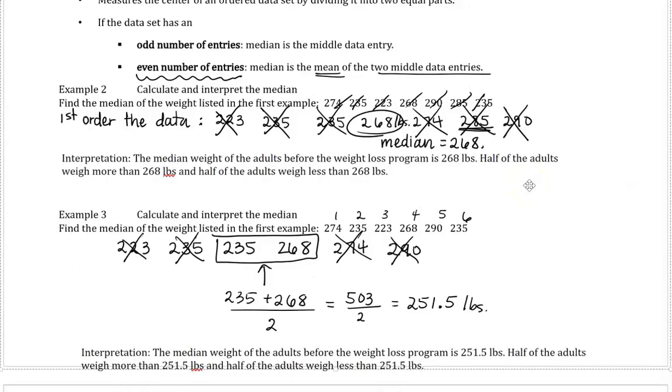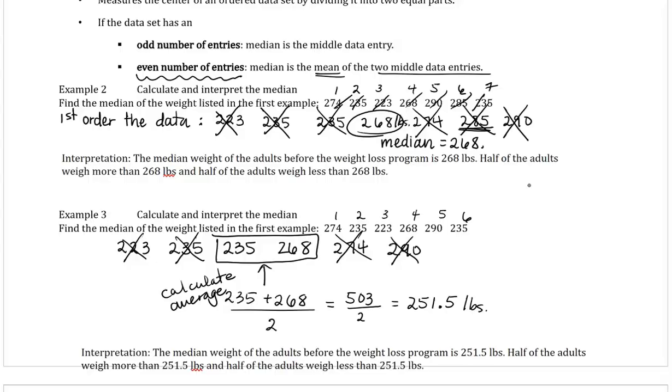Just notice that when the data set had 1, 2, 3, 4, 5, 6, 7, an odd number of data points, we didn't have to calculate any averages. So here we had to come in and calculate an average. You don't have to do that when the data set has an odd number.